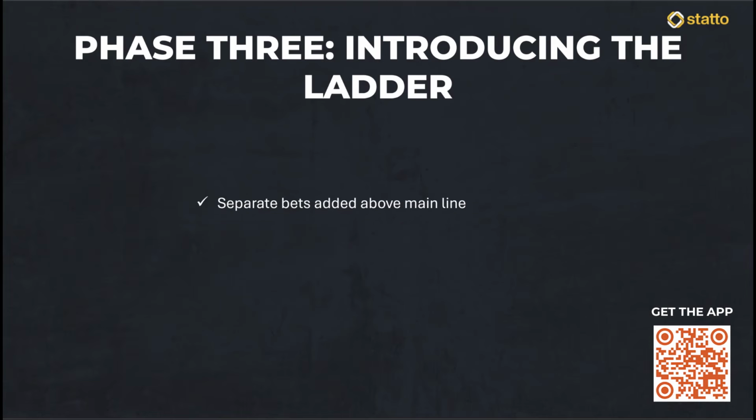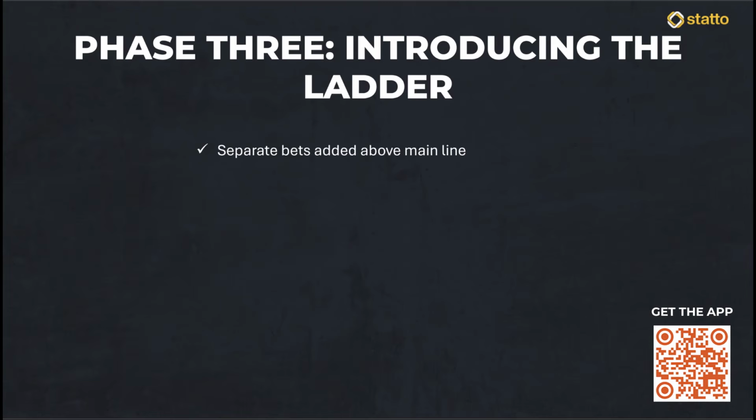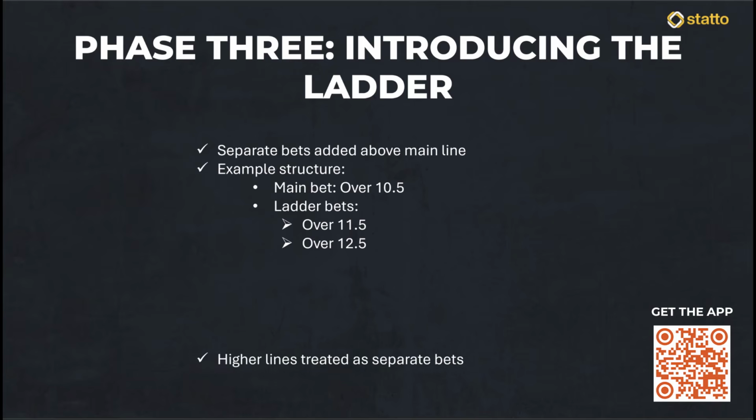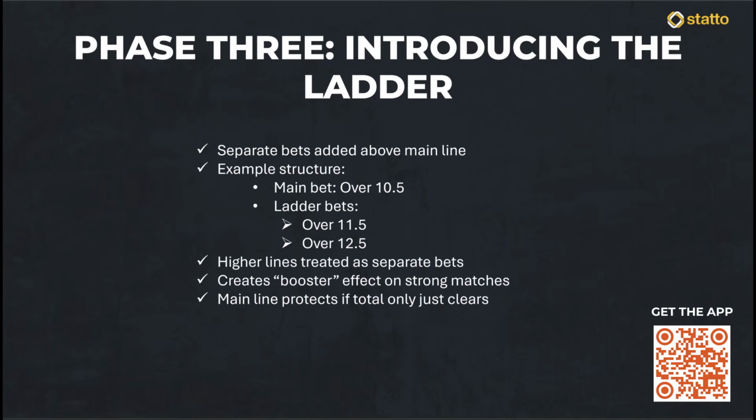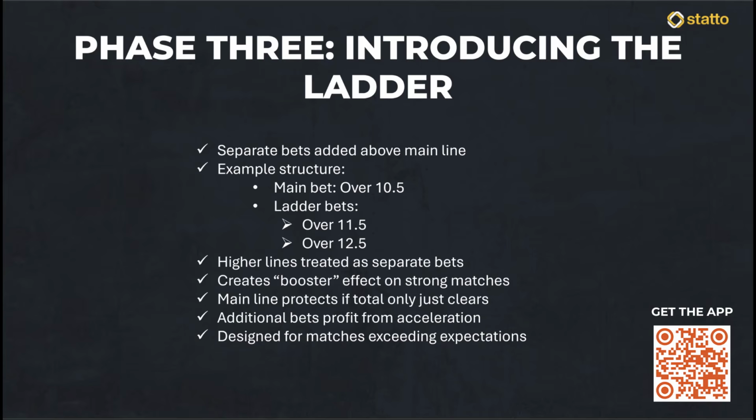That leads us into phase 3. Phase 3 is where we introduce the ladder. Now instead of increasing your stake on the same line, you place a separate unit across the next two higher lines. Just to be clear, these should be seen as two different bets. So for example, if your main bet is over 10.5, you might split your second unit across over 11.5 and over 12.5. What this does is give you a booster effect. If the match only just gets over the line, your main bet covers you. But if the corner count keeps building, those additional bets start to come into play and increase your overall return.